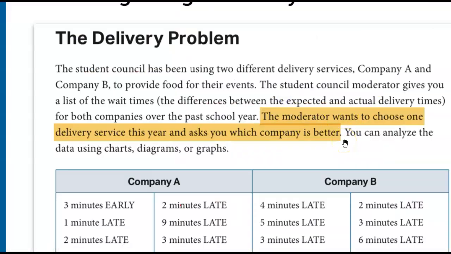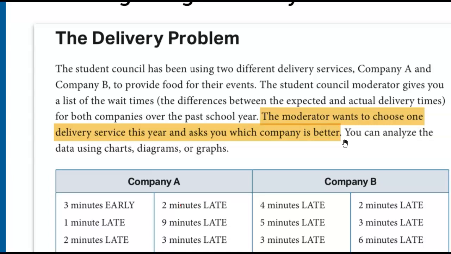Yeah, so everybody underline this part that I have highlighted on your goldenrod paper. The moderator wants to choose one delivery service this year and asks you which company is better. Okay, so underline, that's our goal. For the next 3 days, we're going to be making our final decision on which company is better, either company A or B. But today is just a day to explore. So if today you choose company A and tomorrow you choose company B, that's okay. Or vice versa. It's okay if you're not correct right now. All right, just want to give that disclaimer.